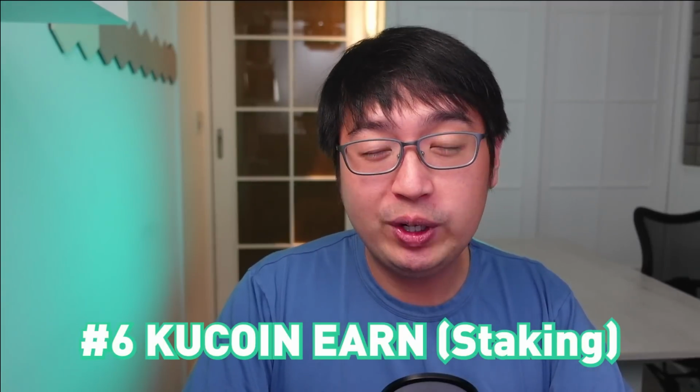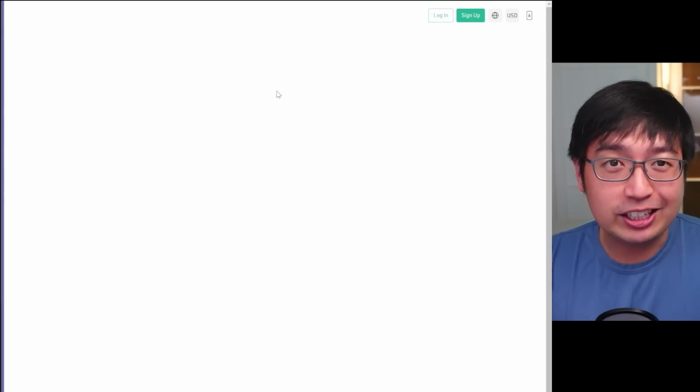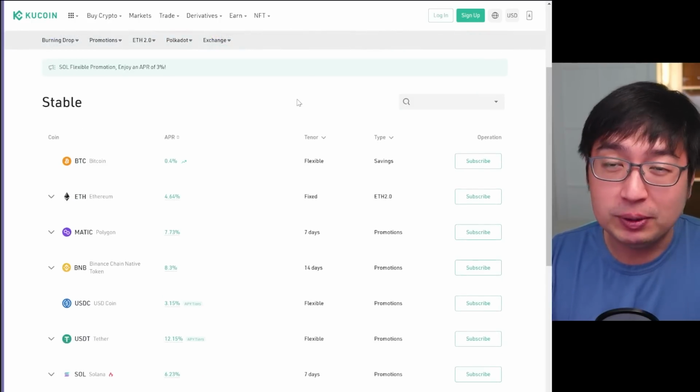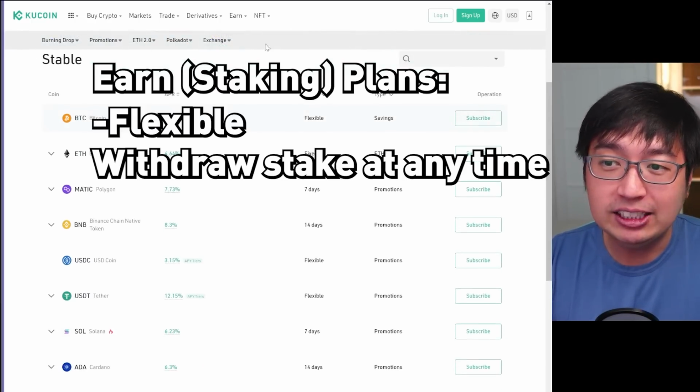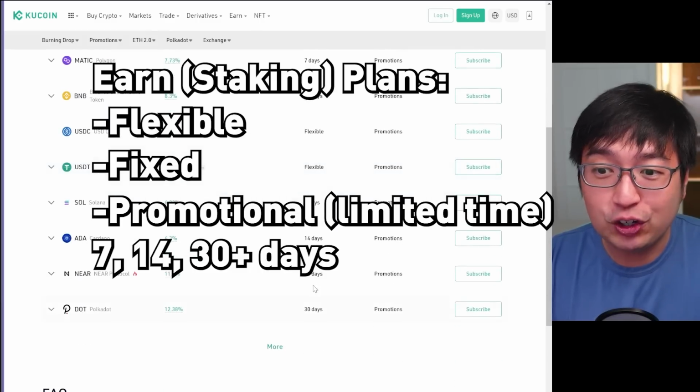Number 6, KuCoin Earn. Earn crypto passive income for staking certain coins. From the website, we go to earn at the top right, then select KuCoin Earn, and then we can see the different rates that are available. Now there are several different plans. There's flexible, there's fixed, there's 7, 14 days, 30 days.